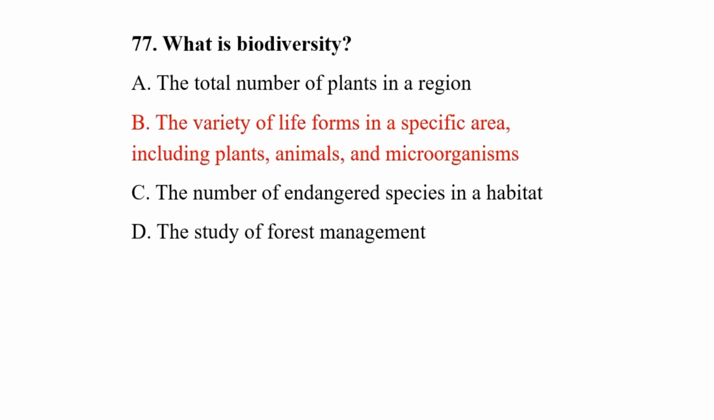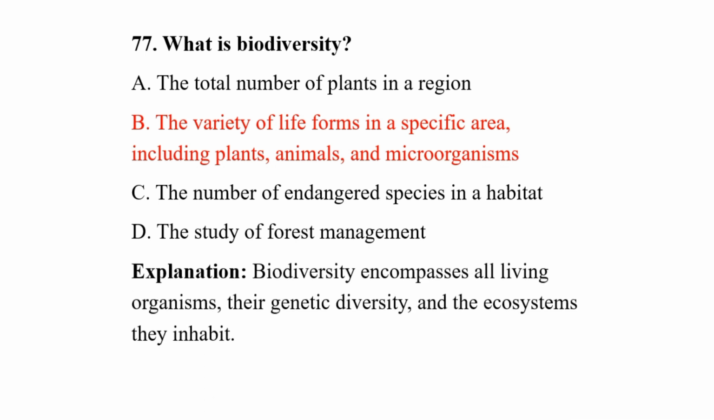The answer is the variety of life forms in a specific area, including plants, animals, and microorganisms. Biodiversity encompasses all living organisms, their genetic diversity, and the ecosystems they inhabit.